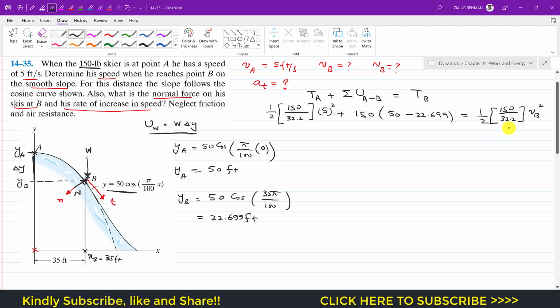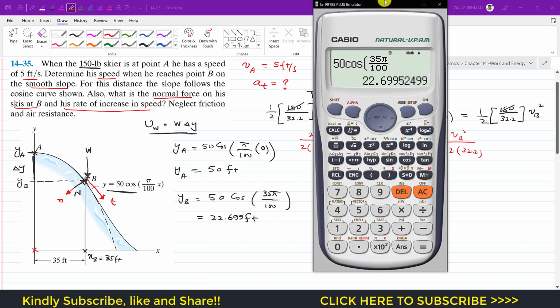So now if I divide this whole equation by 150, the 150 will cancel out, and this will be cancelled out. So we will be left with this 5 squared. So 5 squared is 25 divided by 2 into 32.2, plus this 50, minus 22.699, and this is VB squared divided by 2 into 32.2.